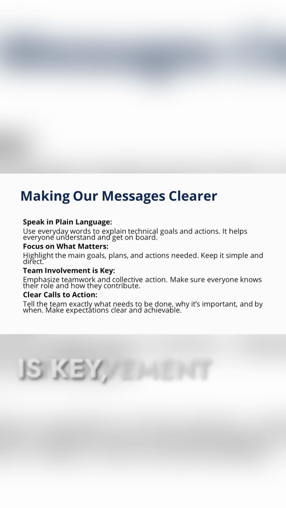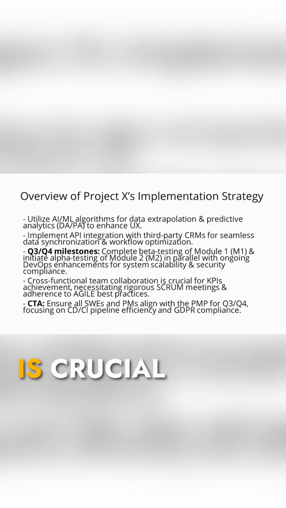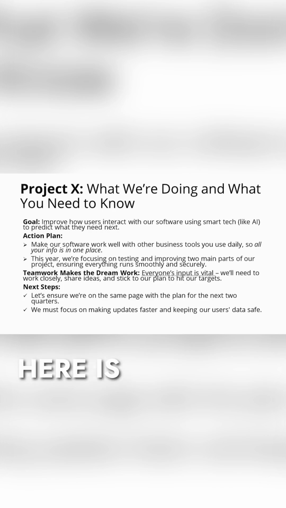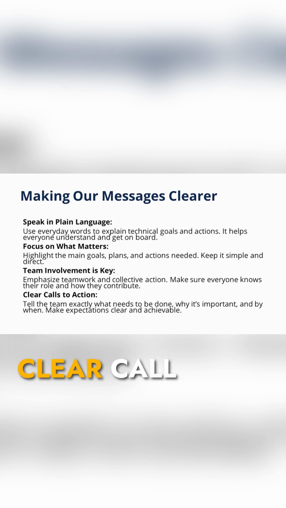Team involvement is key, right? This is an emphasis on the team. So you see, cross-functional team collaboration is crucial for KPI. It was there too, but it was not as visible. Here it is very clear, right? And also a clear call to action. What do we need the team to do from here, okay? So that was an example of how not to do it, an example of how to do it, and some principles you can use.